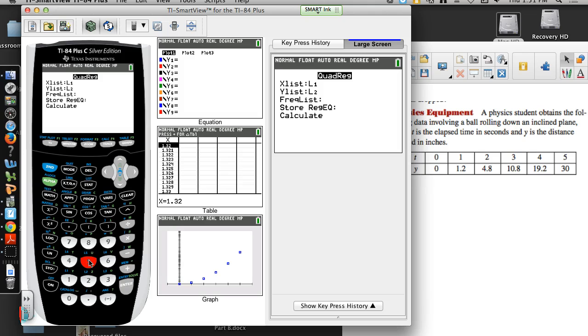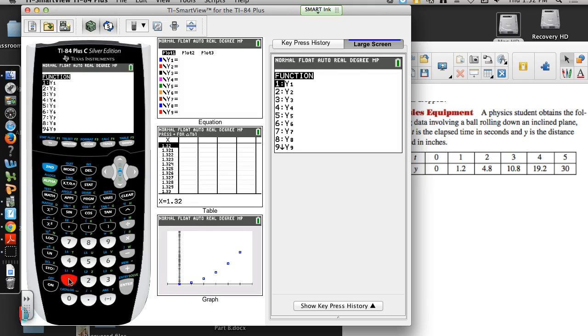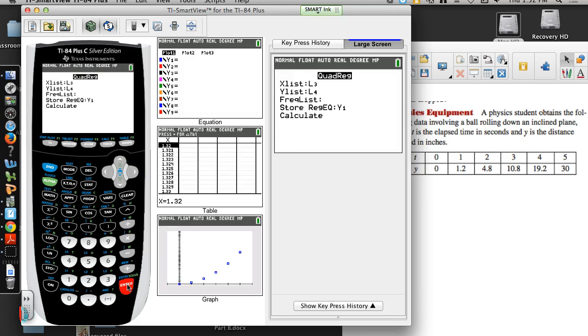But again, I have my information in the 3rd and 4th list, so I have to tell it that. If this is all that you have in your calculator right now, then that probably showed up as list 1 and list 2, and that's exactly what you would use. I don't care about these pieces right here. I am going to store this in those y variables. So variables, y variables number 1, because I'd like to see what it looks like. And then down to calculate and enter.